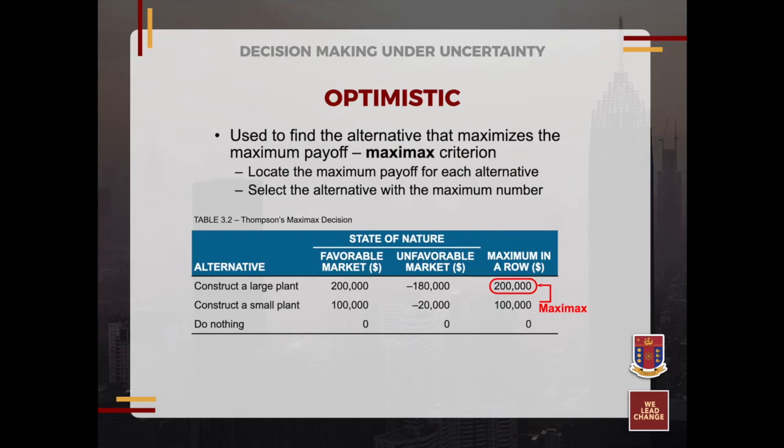Now, all of the values that we've chosen per alternative, we write on the right side of the table. And now we have here the maximum in a row. Now, out of all these maximums, we choose the maximum number. And you already see here that $200,000 is our MAXIMAX, or the maximum out of all the maximum. Again, look at each alternative and choose the maximum payoff for each alternative, and then select the maximum out of all the maximum payoffs. Whatever MAXIMAX you've selected, that would be the alternative that you've chosen. So that is the optimistic approach.